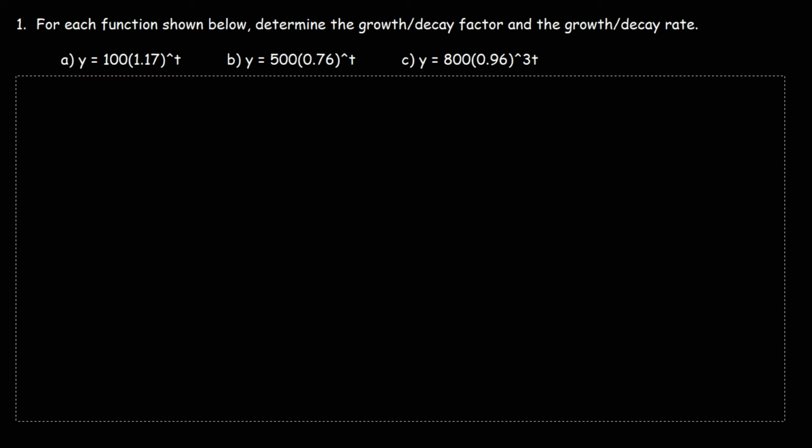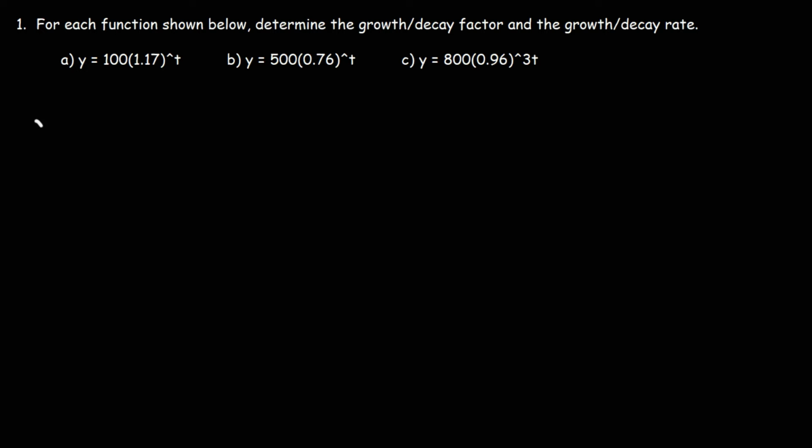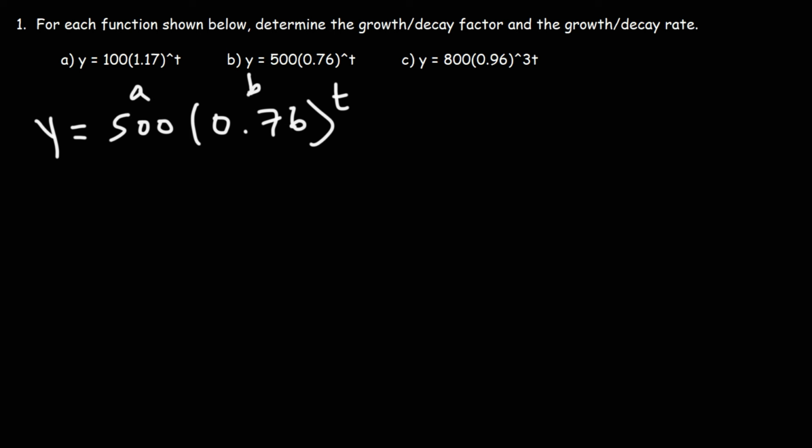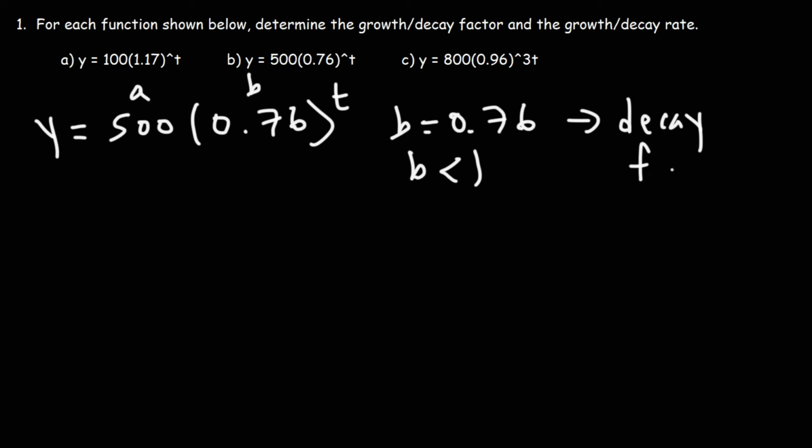Now, let's move on to part B. So we have y is equal to 500 times 0.76 raised to the t. So 500 is our a value, it's the initial amount, and b is 0.76. So because b is less than 1, we're dealing with exponential decay. And 0.76, that is going to be the decay factor.